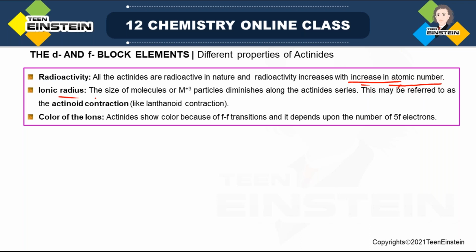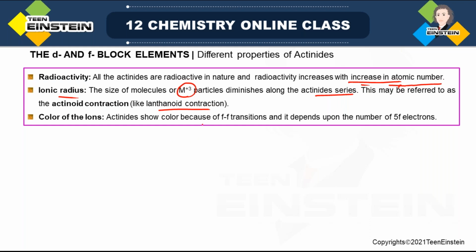Ionic radius. Now, ionic radius means we are obviously talking about cations, because if it is a neutral atom, it will be called atomic radius. So for the ion M3+, the size of the M3+ particles diminishes along the actinide series. This is just like the lanthanide contraction, remember? Same observation. Only now we will call it actinoid contraction, just like lanthanide.